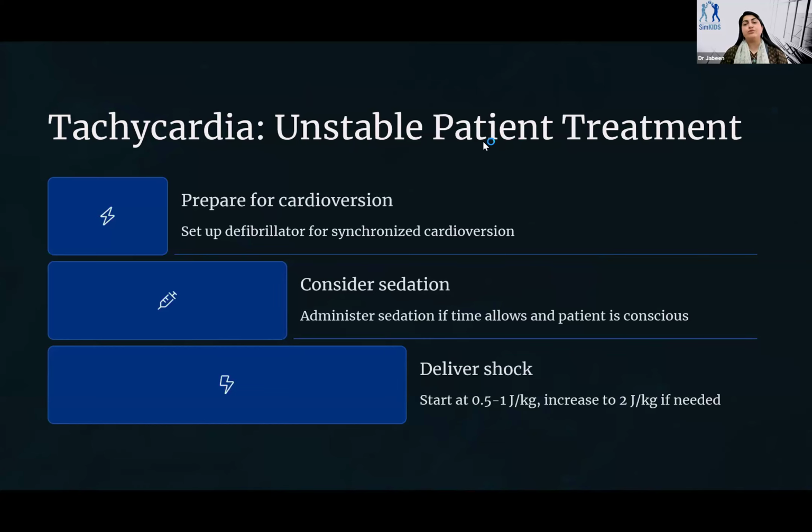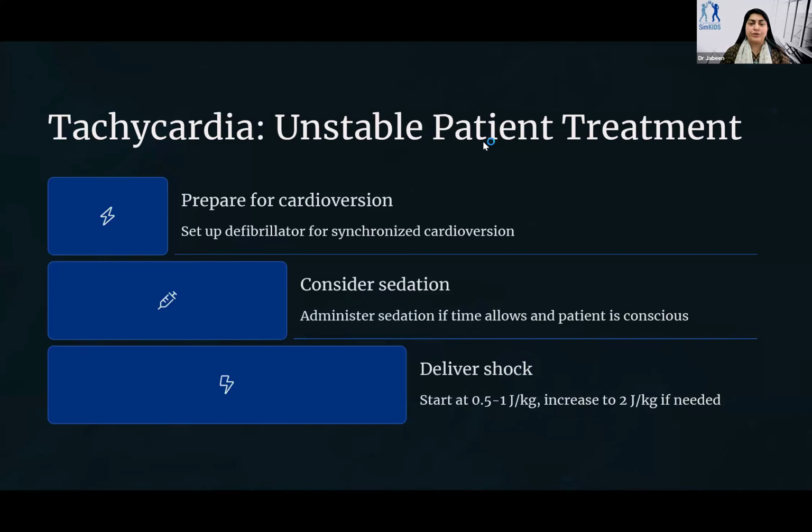unstable, then you have to prepare for cardioversion. Here you will set up the defibrillator for synchronized cardioversion. That is the most common point to consider here, that if the patient is unstable, then you have to proceed to synchronized cardioversion in addition to all the additional measures like vagal maneuver, adenosine, etc.